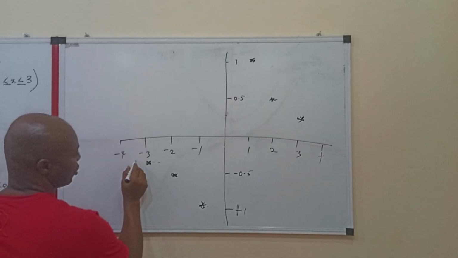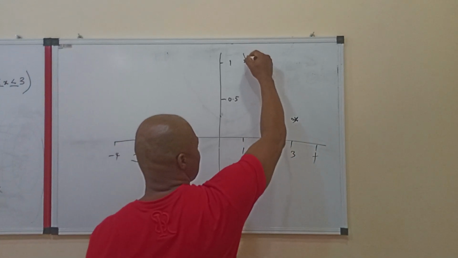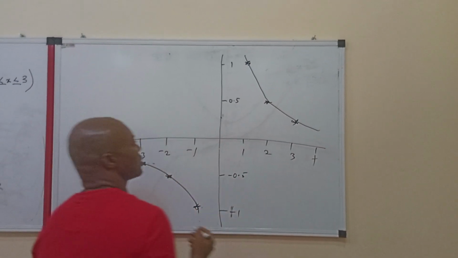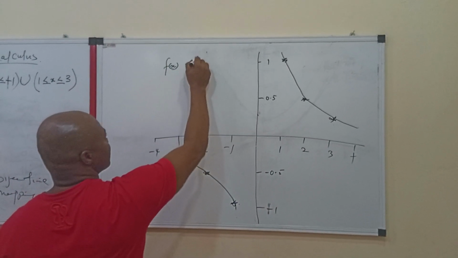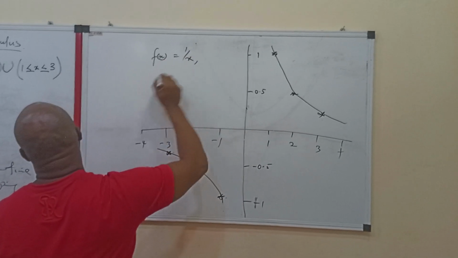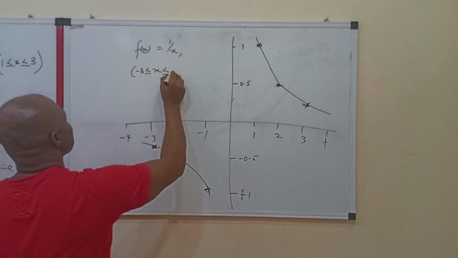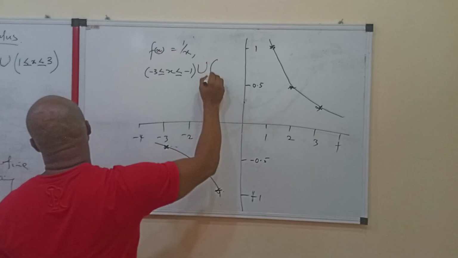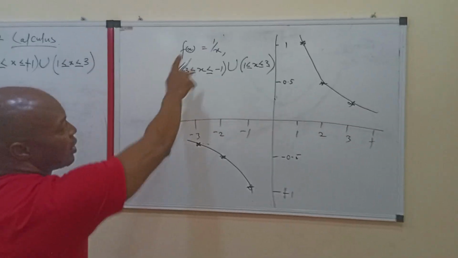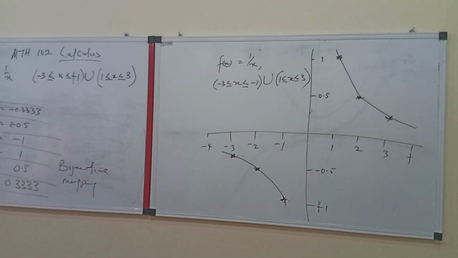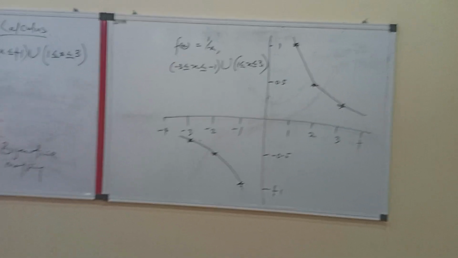Now if you try to join all of them, you see that the line looks like this. This one also looks like this. This one now, because of this function we have over all x, where we say the domain of the function is minus 3 less than or equal to x less than or equal to minus 1, union 1 less than or equal to x less than or equal to 3. This domain is what gives us this function. You see the way the thing goes.